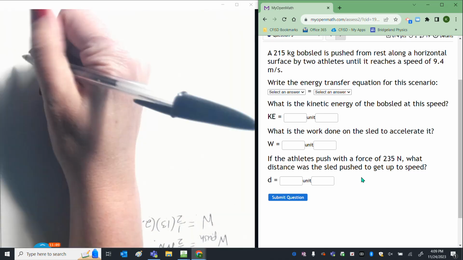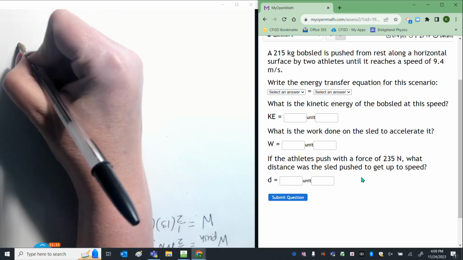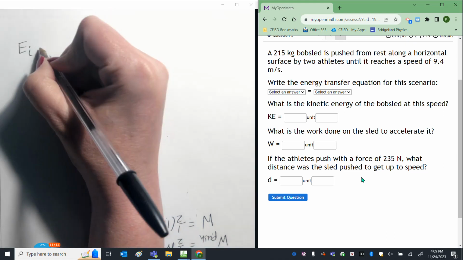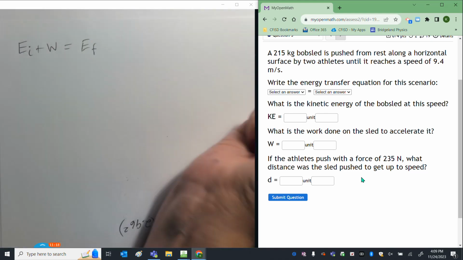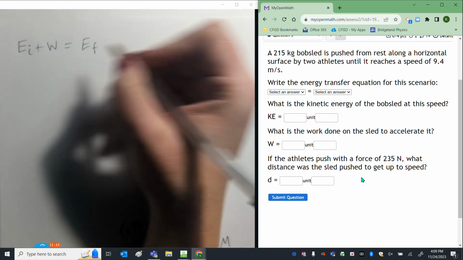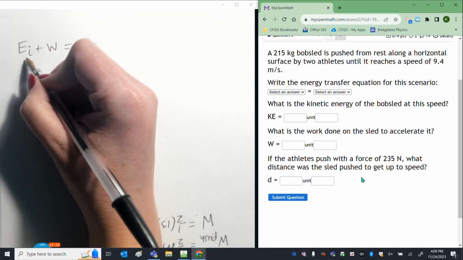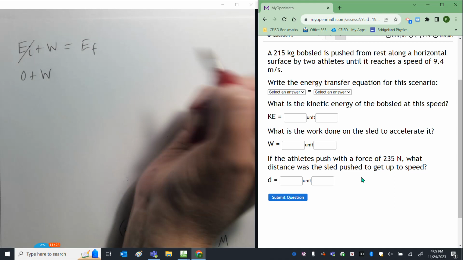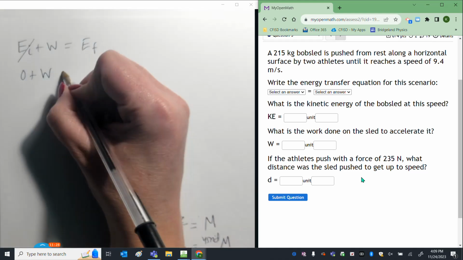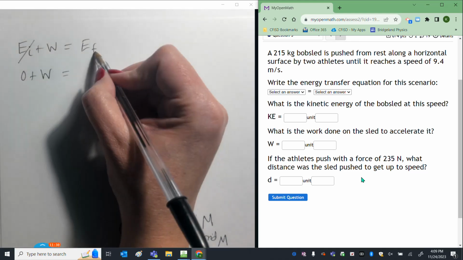Again, our energy transfer equations pretty much always look like this. We have our initial energy plus any work that is done equals our final energy. But we need to be more specific. What form of energy do we have? Well, initially it's at rest, so that's 0. But we do have work because it gets pushed. And that work is going to be where this final energy comes from.